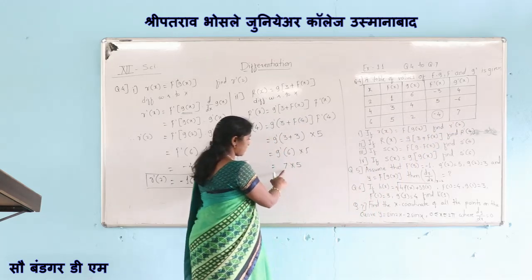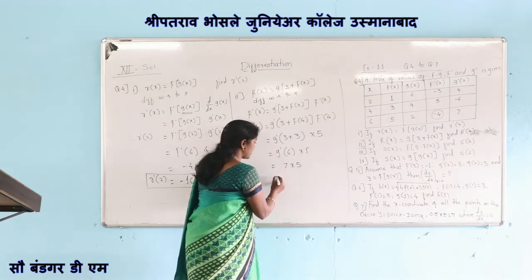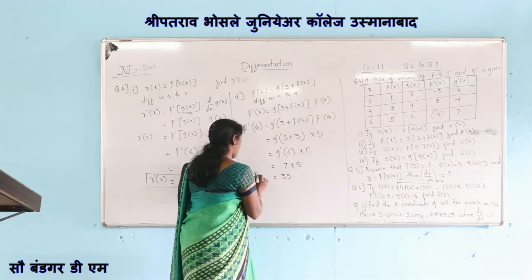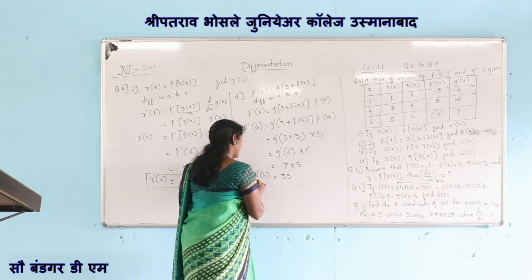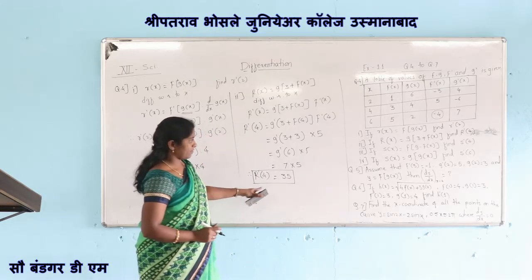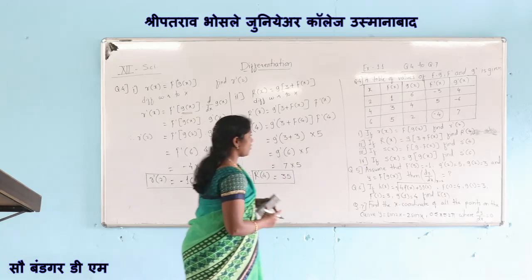So, we replace here 7 into 5 as it is. So, 7 into 5 is 35. So r dash of 4 is equal to 35. This is the second value. Now third, s of x.